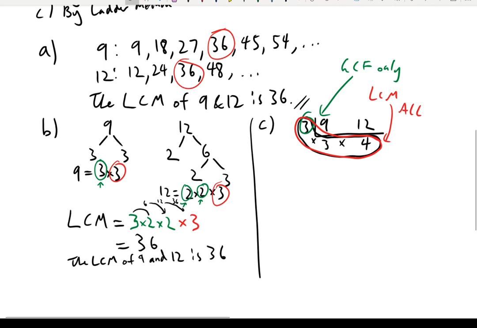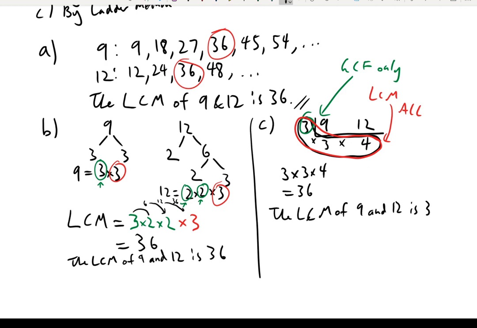So let's just quickly do this. This is going to be 3 times 3 times 4, which is going to be 3 times 3, 9. 9 times 4 equals 36. So the LCM of 9 and 12 is 36. Okay, so that is example 1.